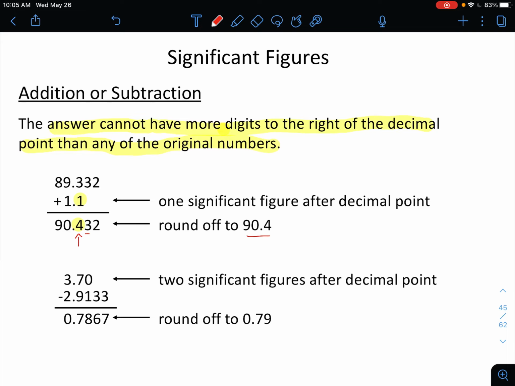Okay, subtraction. So now I've got 3.70 minus 2.9133. 3.70 only has 2 digits after the decimal, so I can only have 2 digits after the decimal. So now that makes 8 my cutoff number. Then I look to the 6 that's after it. 6 is bigger than 5, so we round up to 0.79.